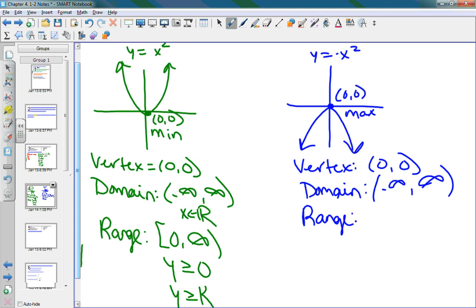Now, what's my range? Well, my range is dealing with which values? The y values. And what's my smallest y value? Negative infinity, because it goes all the way down, right? And it's going to go all the way to what value? It stops right here at this maximum point, which is going to be 0. Which means y is less than or equal to 0, which means y is less than or equal to k.